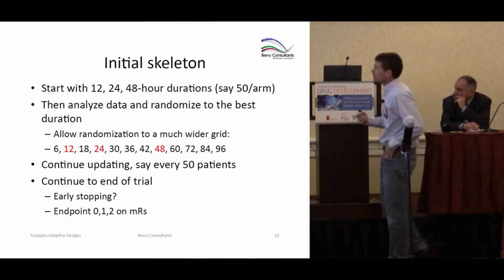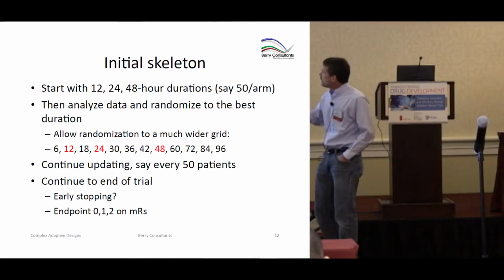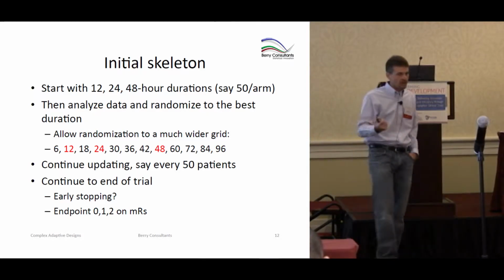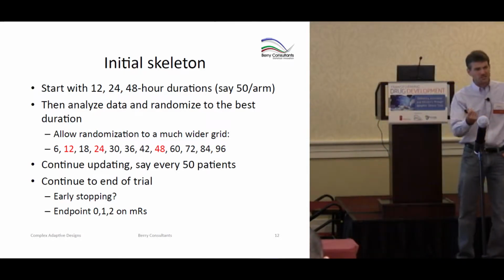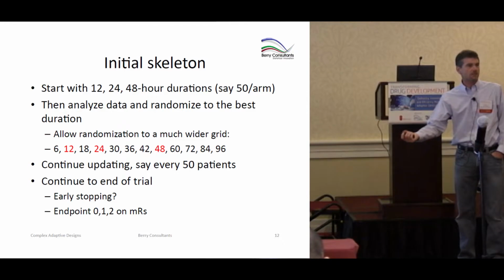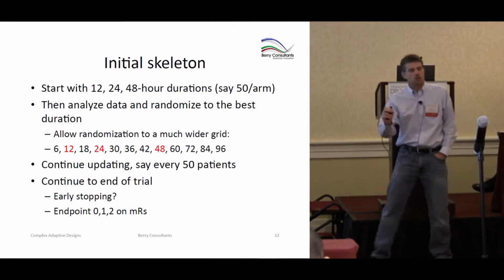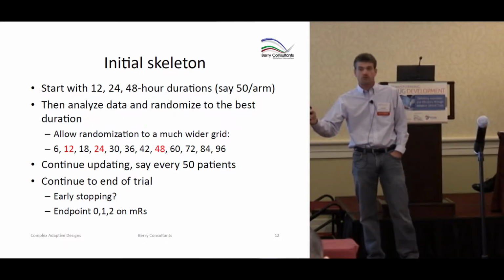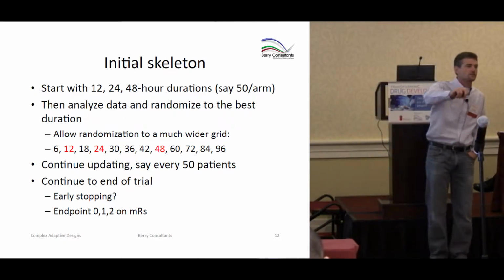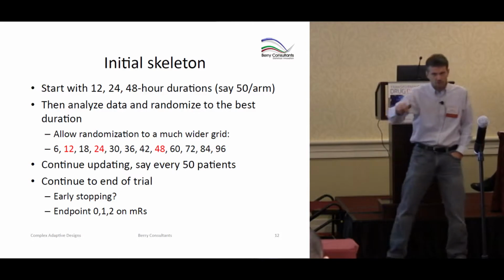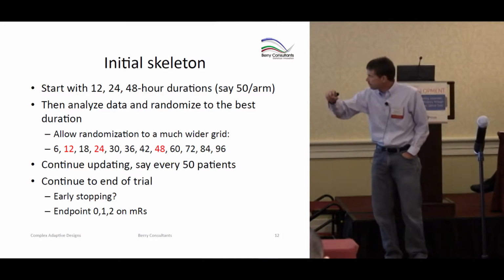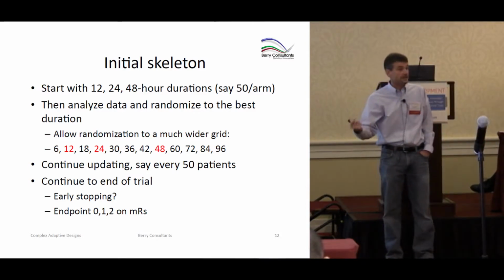So the first thing we're going to do is start the trial the way the fixed trial was set up, where we'll put 50 patients on 12, 24, and 48 hours, and then we're going to analyze the data. The idea, the promise of the adaptive trial, is we're going to learn something during the course of the trial. So we're going to do an analysis that says, what do we know about 12, 24, and 48 hours?